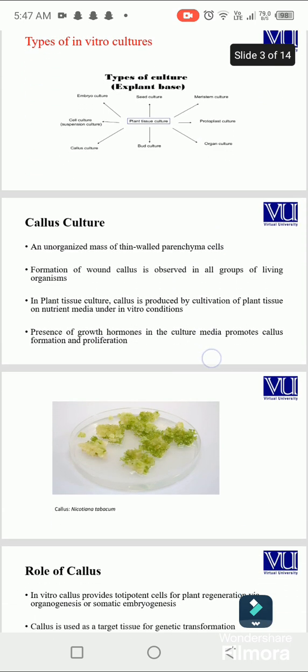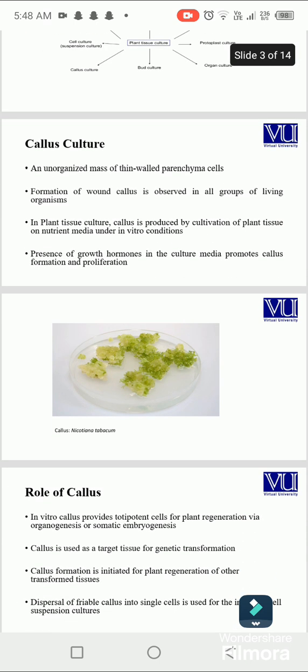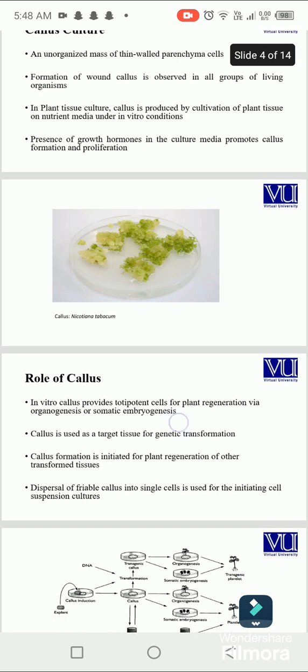Callus culture. An unorganized mass of thin-walled parenchyma cells. Formation of callus is observed in all groups of living organisms, including plant tissues. In plant tissue culture, callus is produced by cultivation of plant tissue on nutrient media under in vitro conditions. Presence of growth hormones in the culture media promotes callus formation and proliferation.